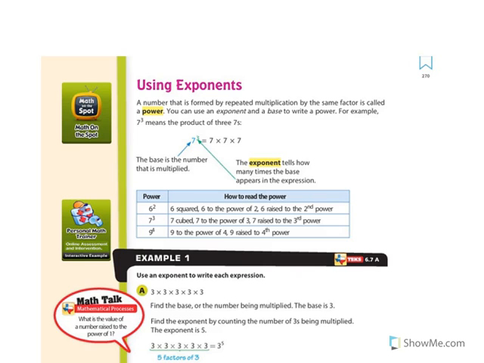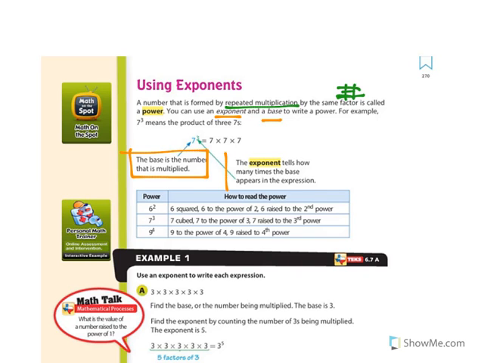All right, so let's look at the next page. Now, a number that is formed by repeated multiplication by the same factor, meaning the same number, is called a power. We can use an exponent and a base to write a power. These are two words that we're going to use today. For example, 7 with a little 3 means the product of 3 7's. The base, here's one of your vocabulary words, is the number that is multiplied. It's the number that we write down. It's the number that we see.